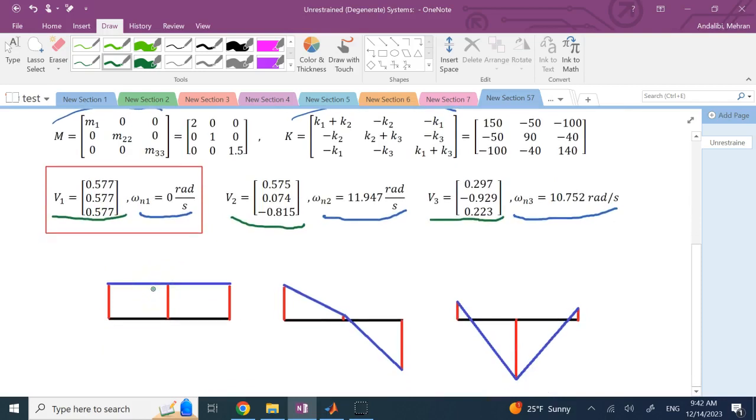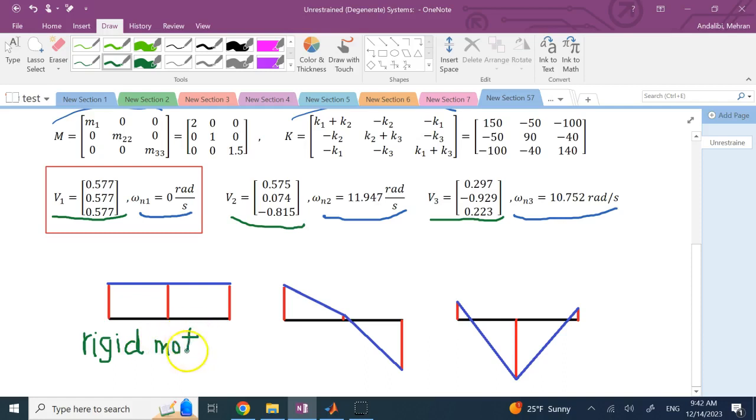What does that mean? When you have 0 frequency and all masses move together, the same amount, this is what we call a rigid body motion, right? This is a rigid motion. There is no vibration here. Okay, this is a rigid motion.